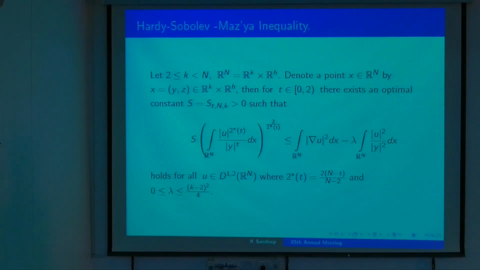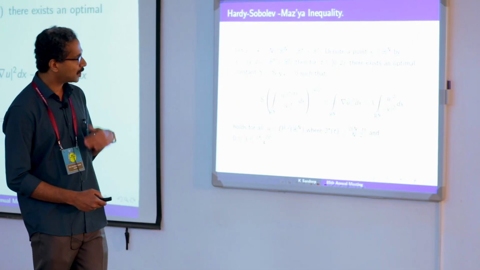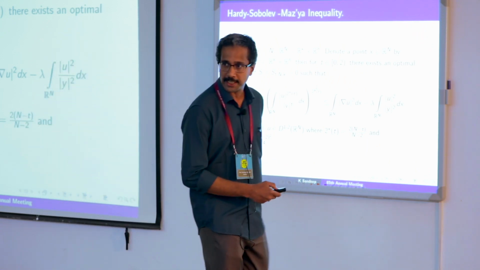So now let me briefly tell you about some inequality which I encountered, okay. There is an inequality called the Hardy-Sobolev-Maz'ya inequality. Here the special feature is that in R^n I write R^k cross R^h, and X I write as Y and Z. You have some inequality here, there is a weight which is only in Y, not the full X, okay. So when you look at this, you can see that it does not have the kind of symmetry which was present in the previous equations.